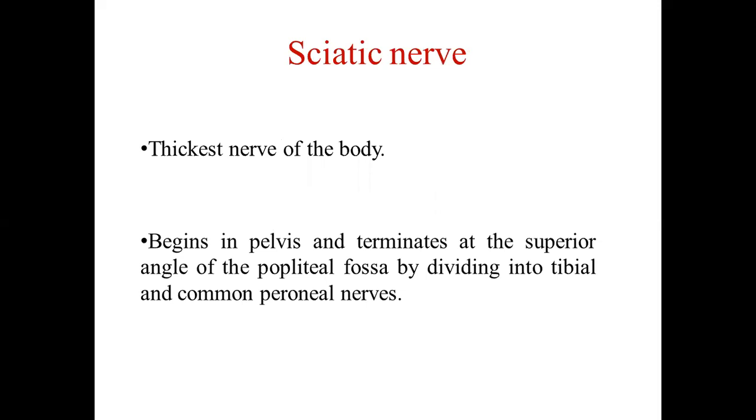So sciatic nerve, one of the important nerves of the lower limb, a nerve of the posterior compartment of the hip and the thigh region, is the thickest nerve of the body. It begins in the pelvis and terminates at the superior angle of the popliteal fossa, where it divides into two branches, tibial and common peroneal nerves. These two branches will supply the whole of the lower leg till the sole. So basically the sciatic nerve originates in the pelvis from the lumbosacral plexus, but it will supply till the end of the sole.